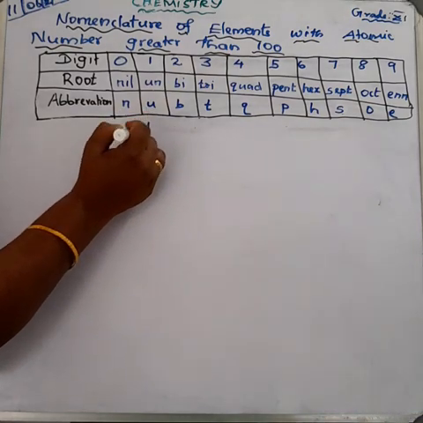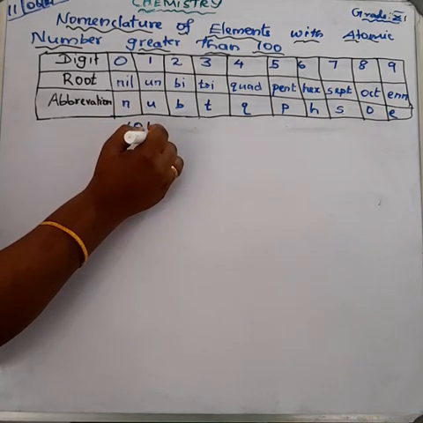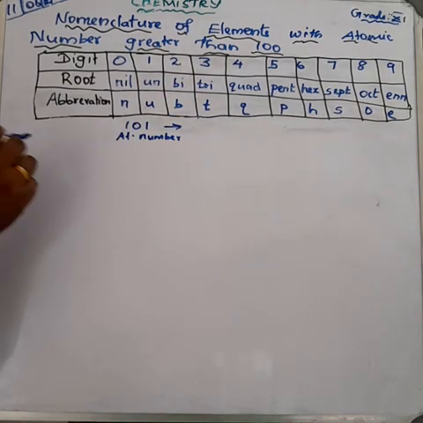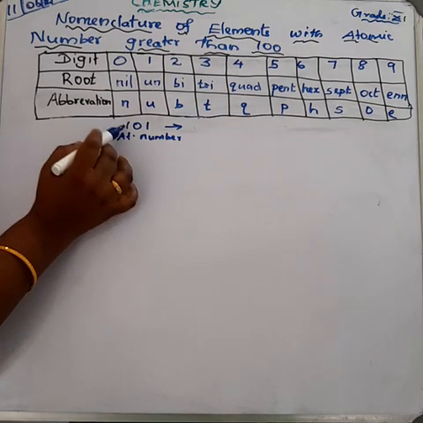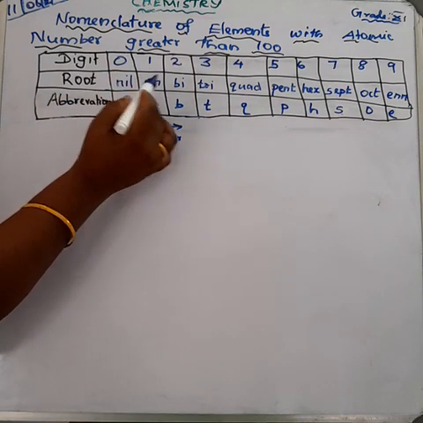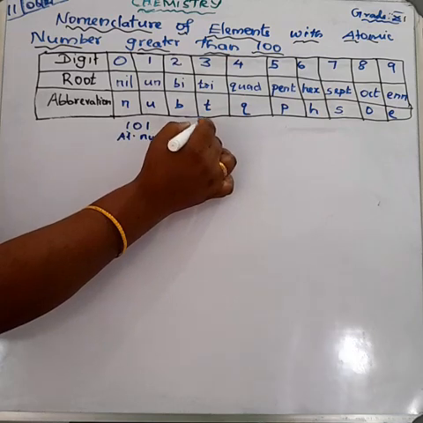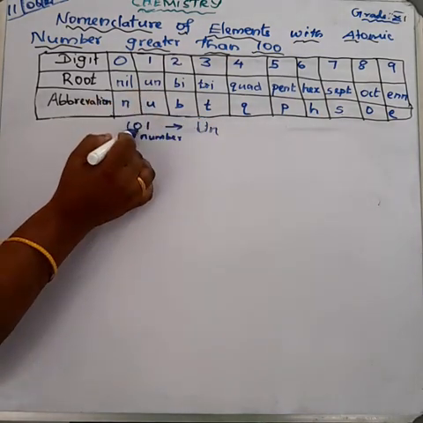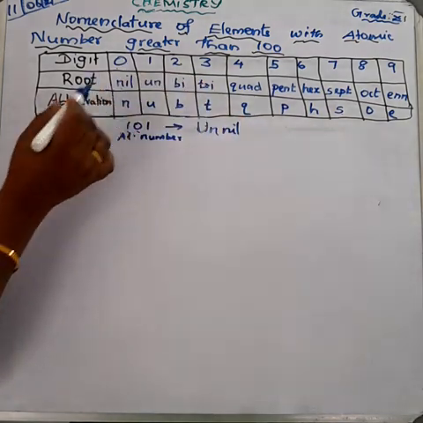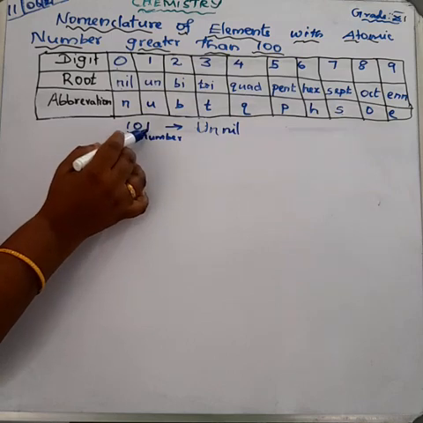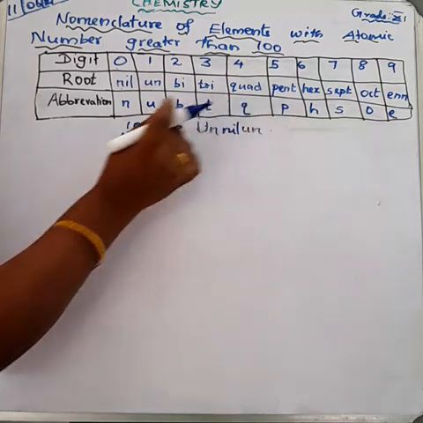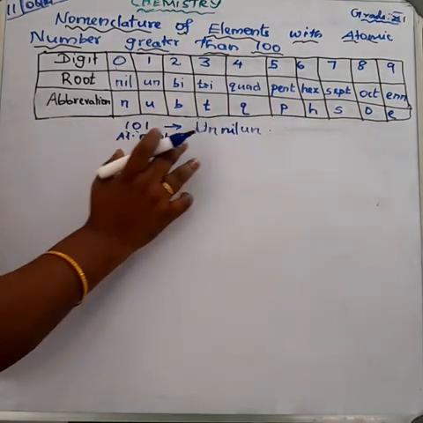101. I am taking one of the elements, with atomic number 101. How can we write the numerical root? The first digit is 1 here. What is the numerical root? Un. Okay. And then 0, the digit is 0. So what is the numerical root here? 0 means nil. After that 1, again we write un as the numerical root. Understood?